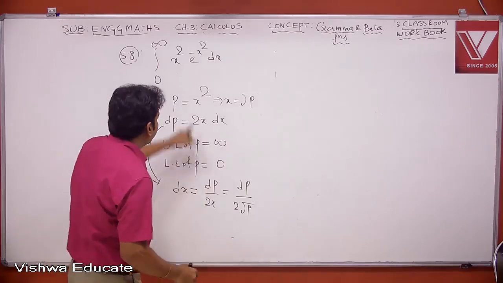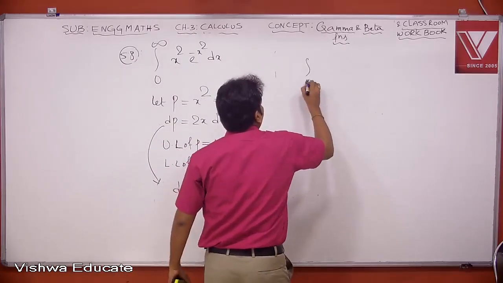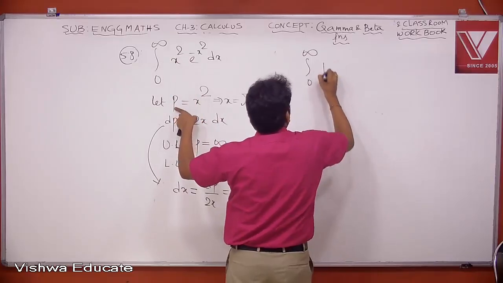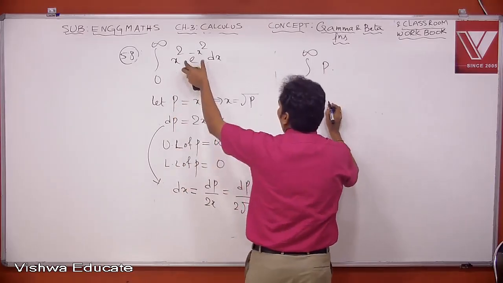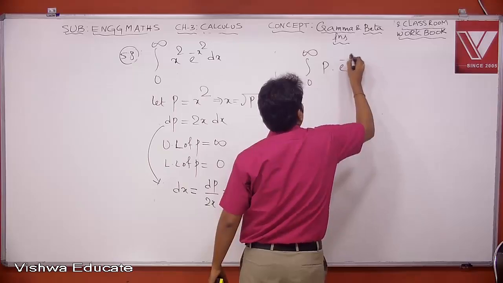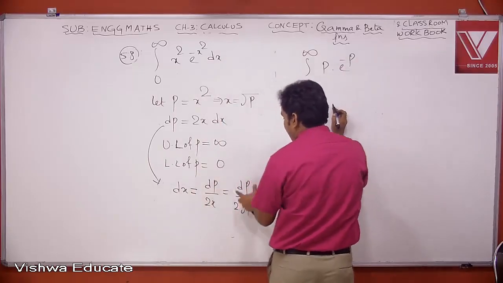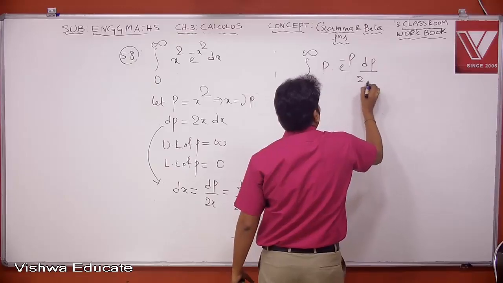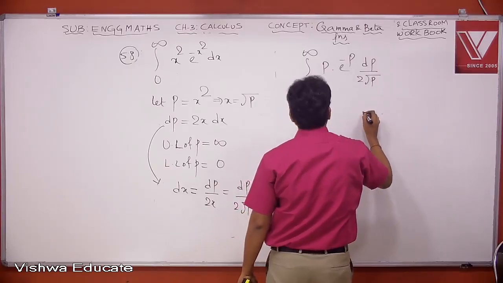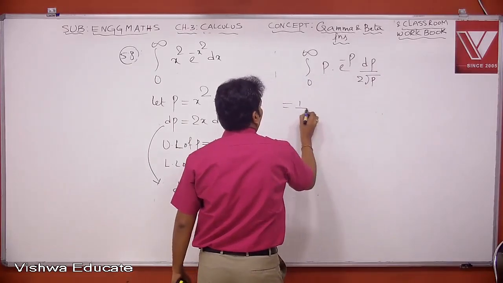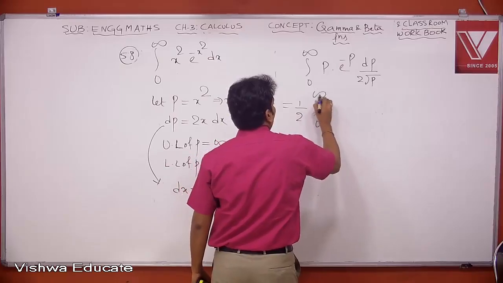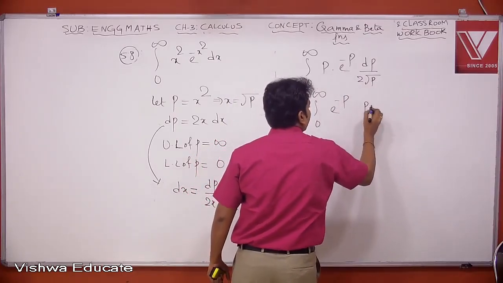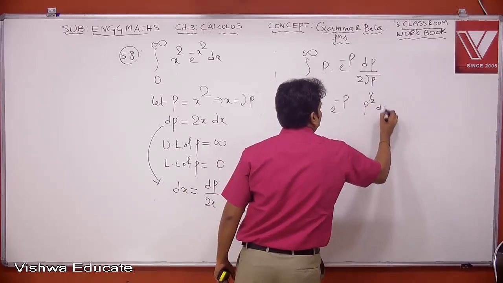Now let us apply this in this integral. So we get integral 0 to infinity. Here x square is p. So this is p. E power minus x square means e power minus p. Now this dx is dp by this. So dp divided by 2 times square root of p. Therefore this is 1 by 2 into integral 0 to infinity e power minus p into p by square root of p. So this is p power 1 by 2 dp.